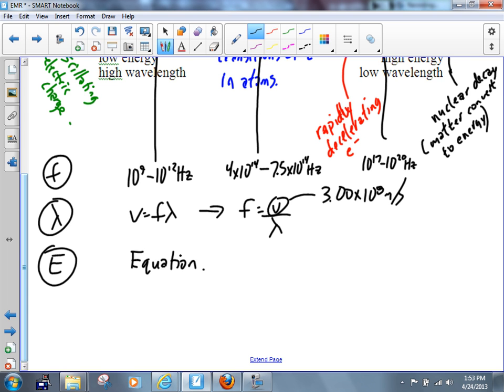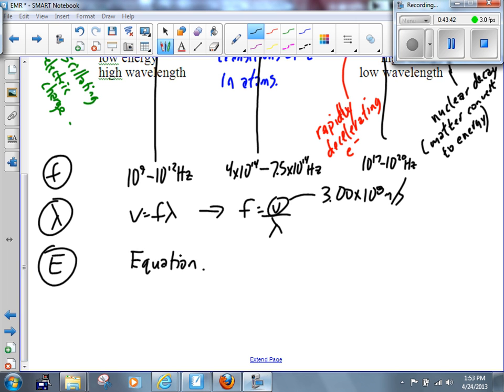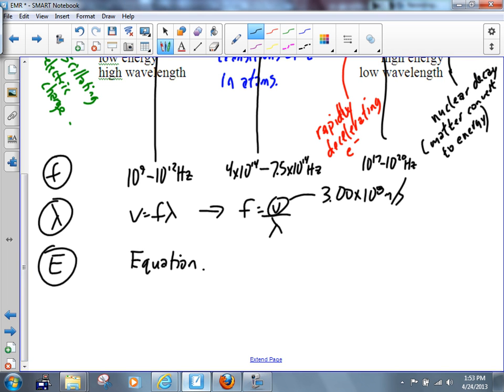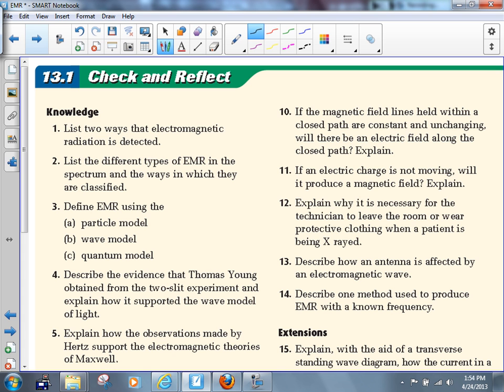All right, your homework for today, for tomorrow I should say, is some Check and Reflect questions. Check and Reflect 13.1. I don't have the page number written down there. I'm sorry, I forgot to do that. The questions that I want you to work on for homework for tomorrow are questions 1 to 2, number 5, number 7 and 8, and 10 to 14. You have about 9 minutes left in class. Get a good start on those now. Ask me some questions. And then we'll check them over tomorrow.